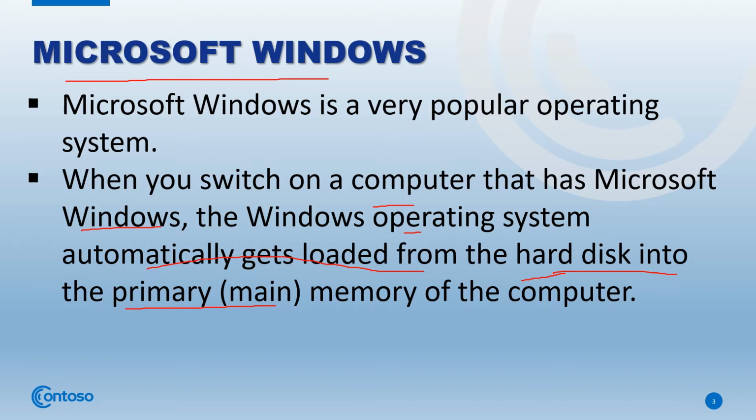See, in a computer, you have this hard disk, okay? So when you switch on the computer, this Windows operating system will first be loaded from the hard disk, from the secondary memory, into the primary memory or main memory of the computer. So this process is called booting. Booting is very important. The process of loading the operating system from the hard disk into the primary memory of the computer is called booting.